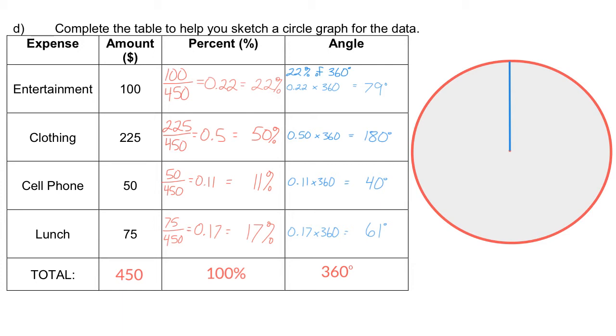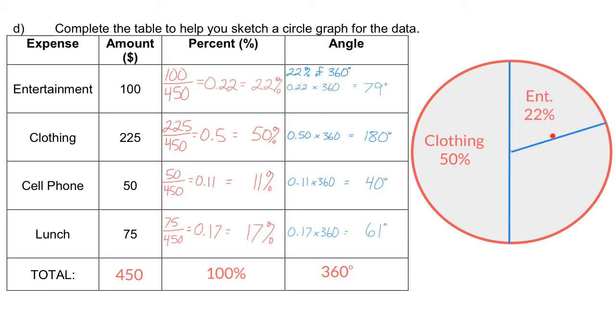So I would take my protractor, line it up on the line, and then measure an angle from here, 180 degrees. Okay, and now we can label it, and we've got our biggest piece. Now I go to my other pieces. So I've got entertainment is a 79-degree angle. So I would, again, put my protractor along this line, and this time I'm going to measure a 79-degree angle up.